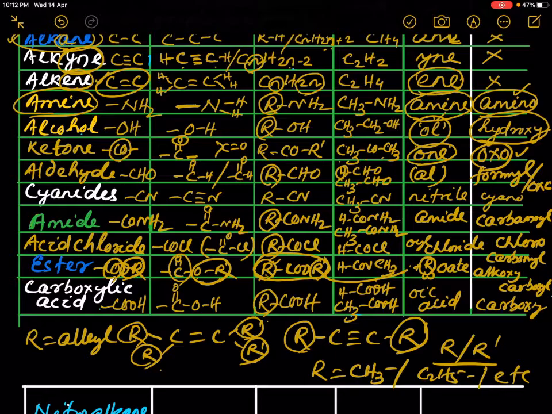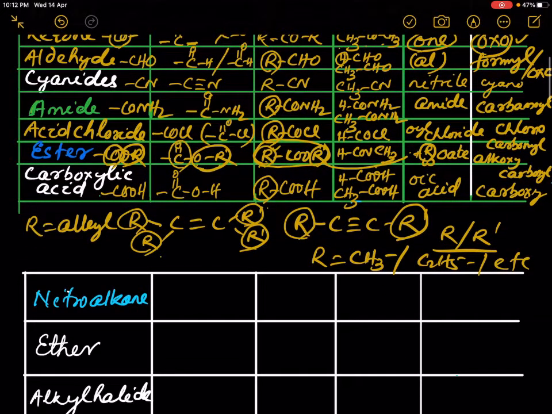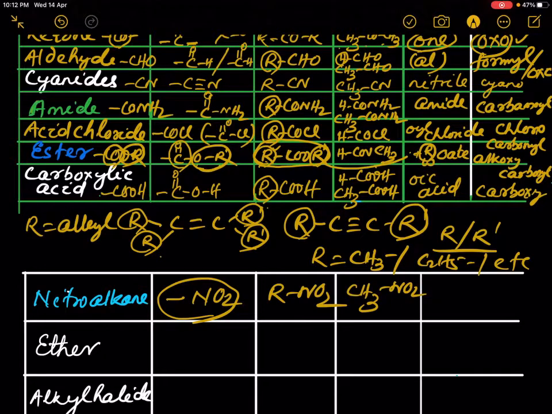Then nitroalkane. This is treated as a substituent. General formula RNO2. Here R can be a methyl group, CH3NO2. Here it has no suffix, but the prefix for NO2 is nitro. For CH3NO2, it is nitromethane. For C2H5NO2, it is nitroethane.